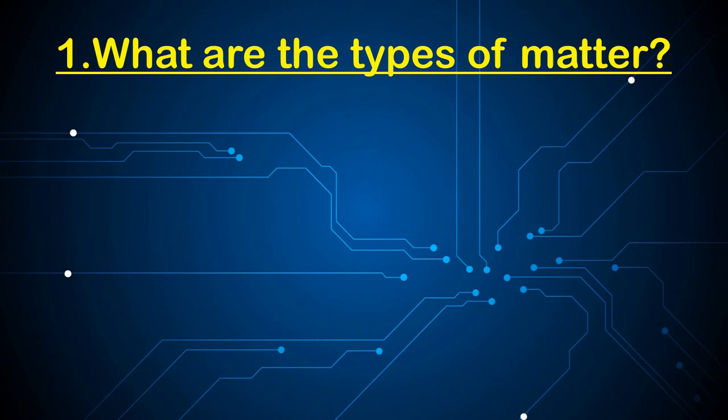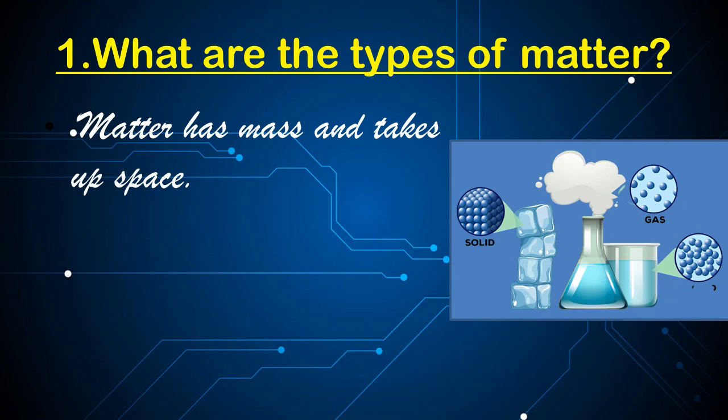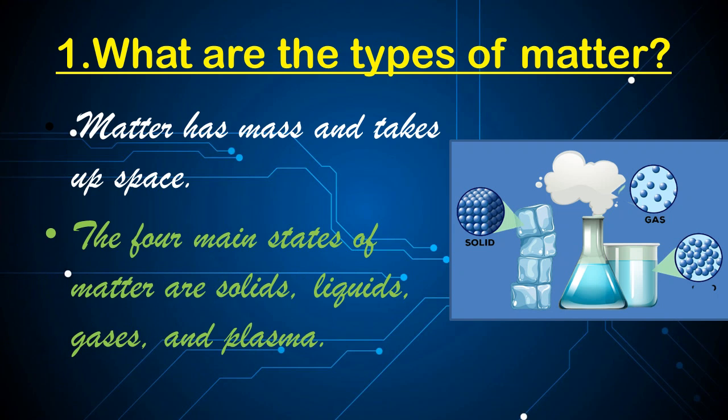So first question is, what are the types of matter? So student, there are different types of matter. First of all, matter has mass and takes up space. Something which has mass and takes up space is called matter. And the four main states of matter are solids, liquids, gases and plasma. Student, I know you are familiar with solids, liquids and gases. Plasma we will study in higher standards.